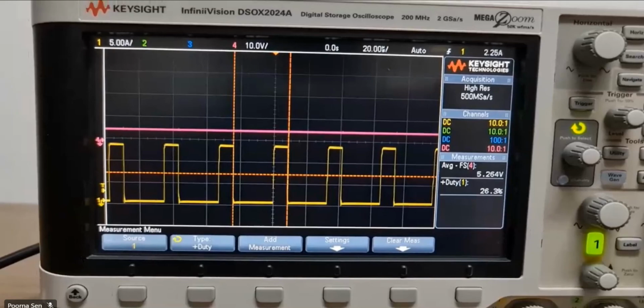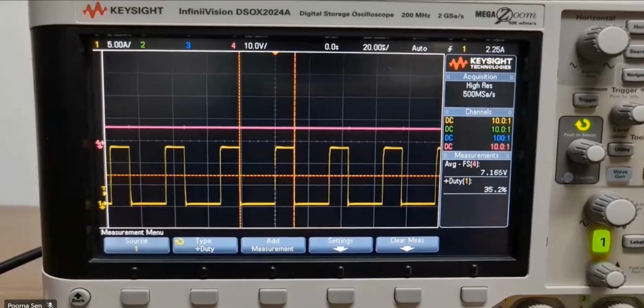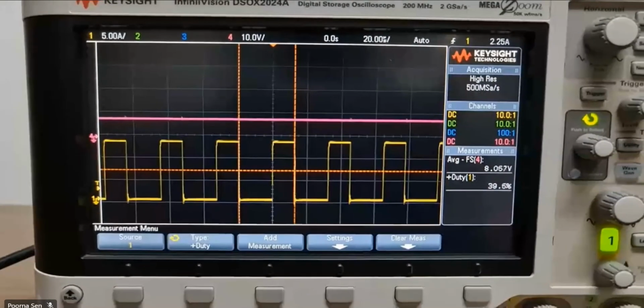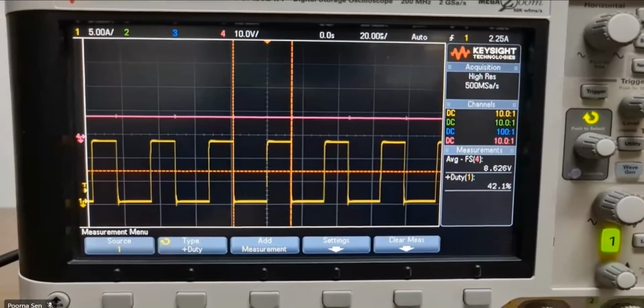Duty ratio 30.3%. Output voltage 6.154 volts. Load current 90 milliampere. Duty ratio 35.2%. Output voltage 7.179 volts. Load current 110 milliampere. Duty ratio is now 40.3%. Output voltage 8.23 volts. Load current 120 milliampere.